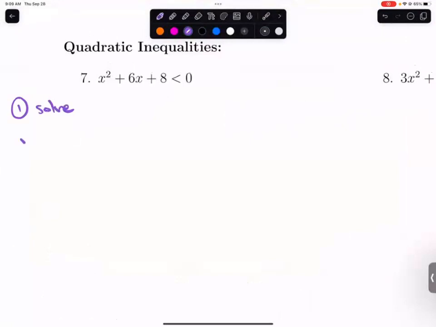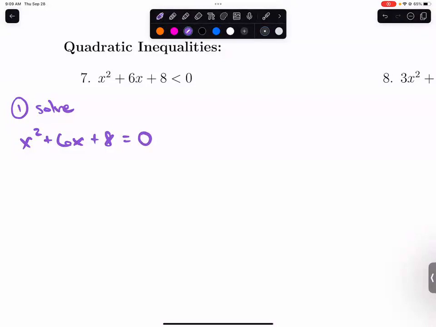Which means first we want to solve the equation. The inequality sign is tricky, right? It does weird stuff sometimes, not always in predictable or easy to explain ways. So to avoid that, we just say, well, forget it. Let's solve the equation instead. That's a little more straightforward. x squared plus 6x plus 8 equals 0. Everything's already on one side. I've got it equal to 0.